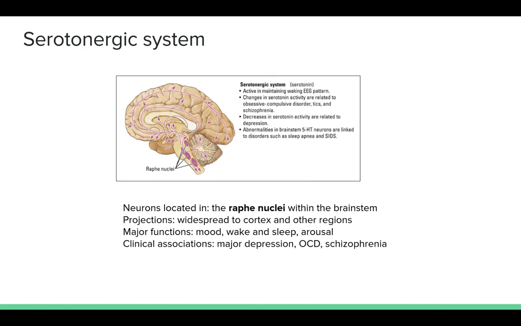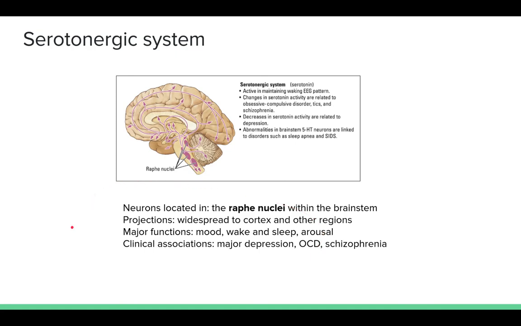And finally, we have the serotonergic system. These neurons that synthesize serotonin are located in one of several raphe nuclei. I think we actually have many raphe nuclei. These are generally located within the brainstem. They also project widely to cortex and to other regions as well. These also have a role in our mood, but also wake and sleep and arousal. And serotonin is, of course, associated with major depression.